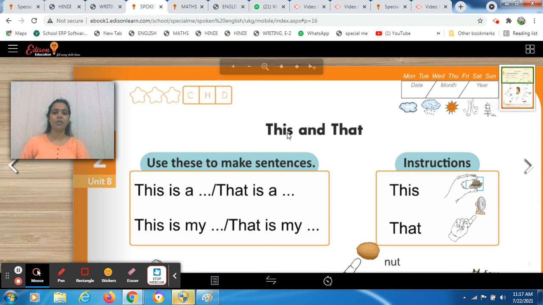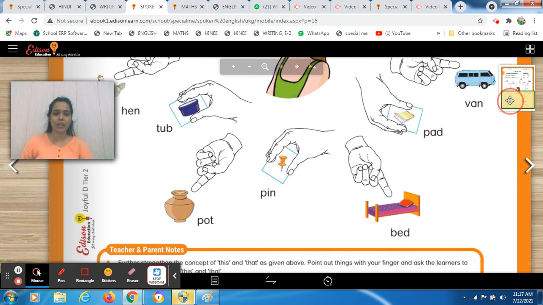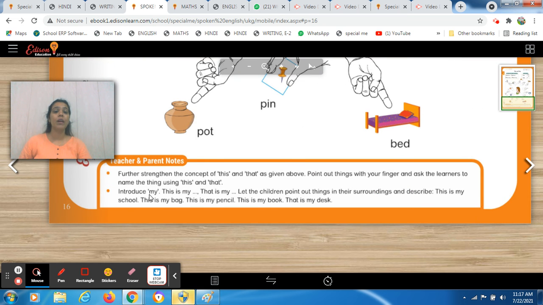Okay, so students, today we learn where we use this and where we use that. Before starting this, let's see the information given below, to further strengthen the concept of this and that as given above. First, you will understand where we use this and where we use that.